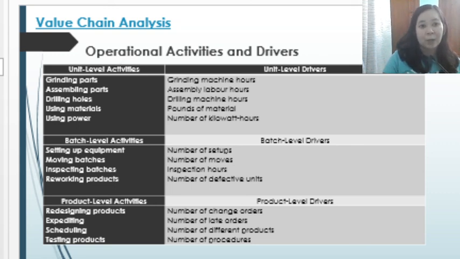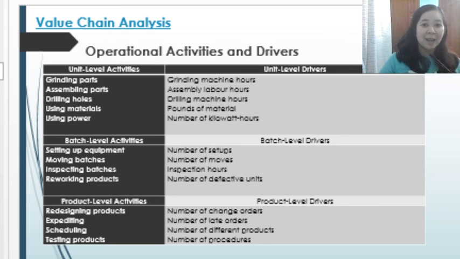For example, for a unit level, we have grinding the parts. What is the cost driver? This is based on the grinding machine hours. Depending on the number of hours, that will also be the cost of grinding the parts. And so on. So these are for the operational activities. So this is for the value chain analysis.